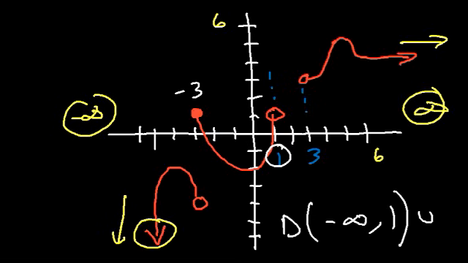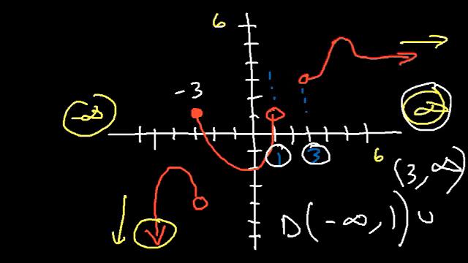And then union, we have to start back at 3 because there's nothing between 1 and 3. So union 3 all the way to infinity. So that's the domain for this function. So now let's focus on the range.